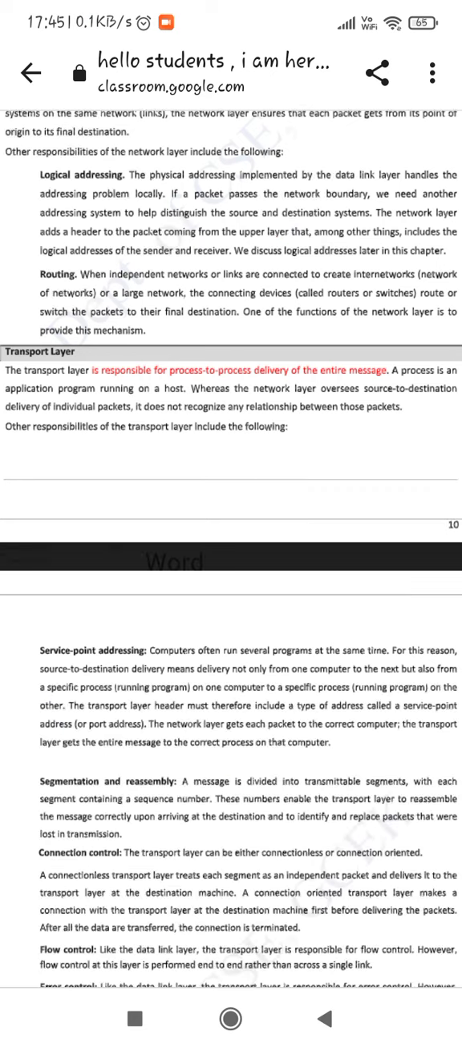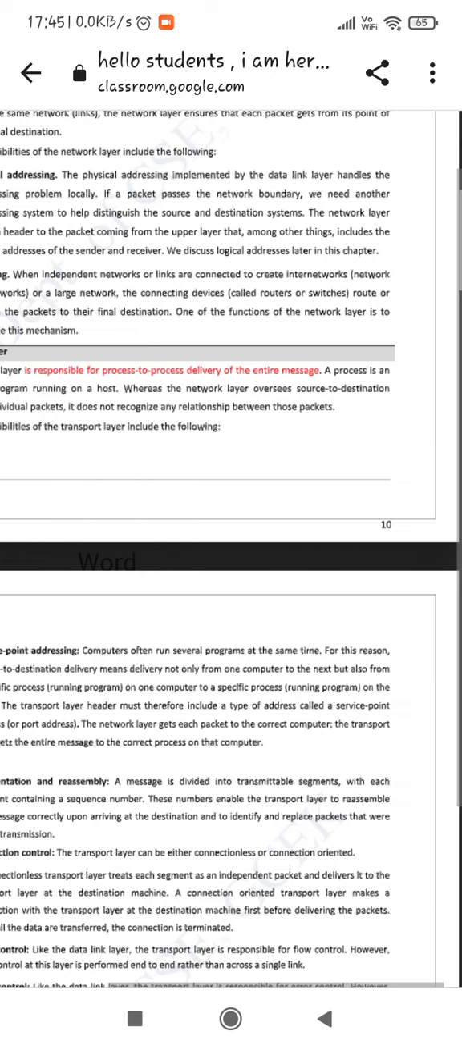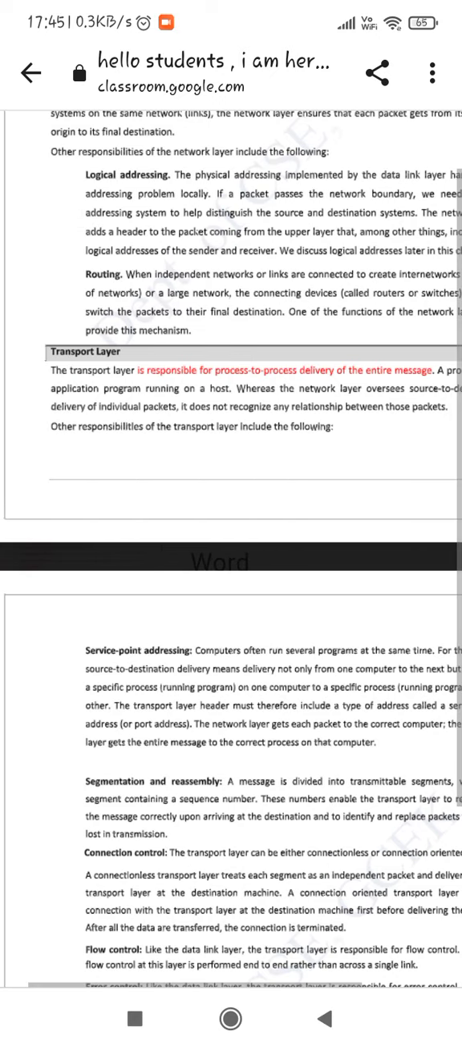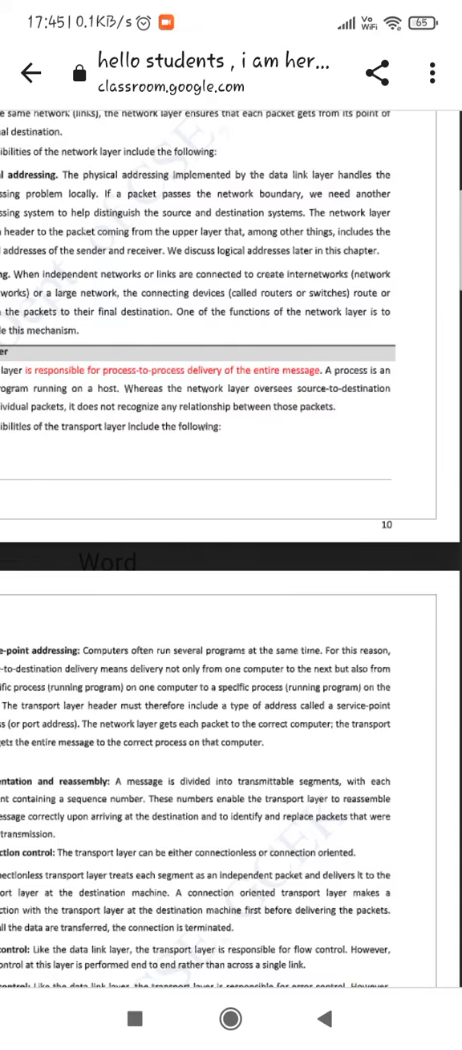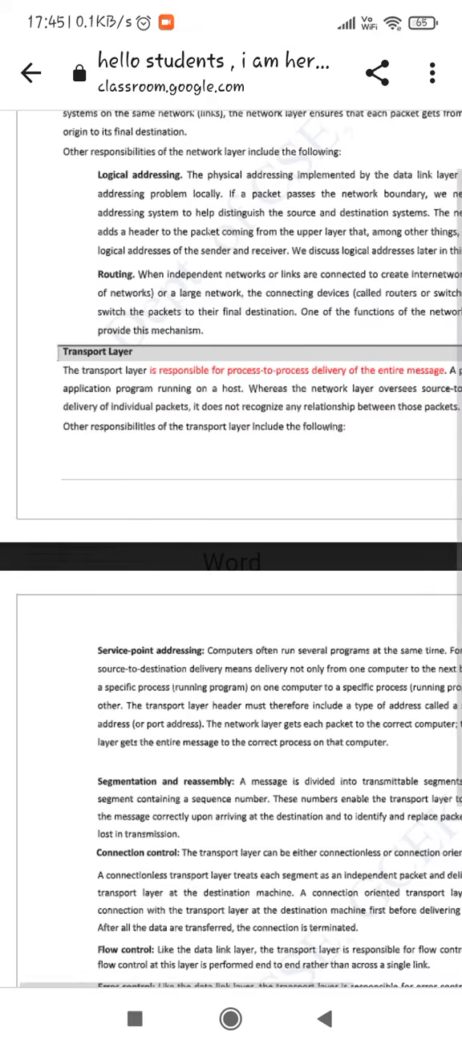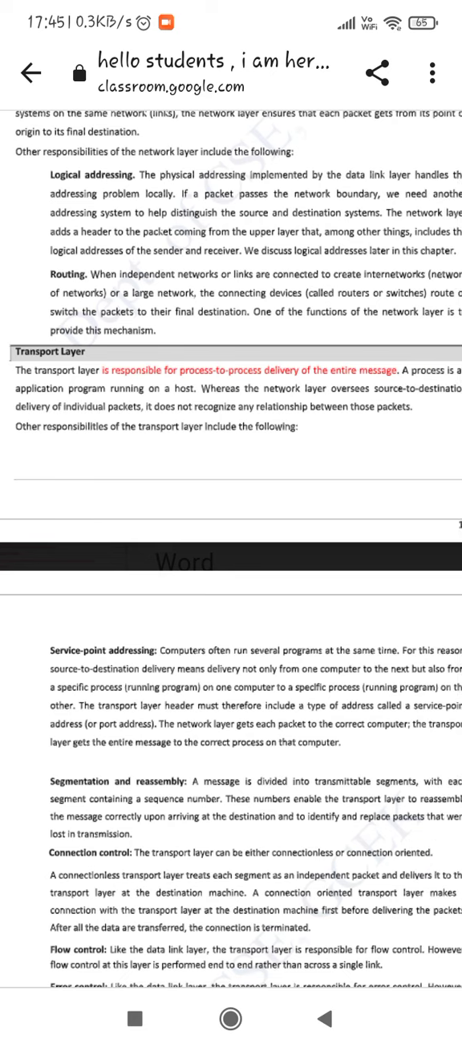Next is our transport layer. The transport layer is responsible for process to process delivery of the entire message. ये एक एक मैसेज को प्रोसेस टू प्रोसेस डिलीवर करने के लिए रिस्पॉन्सिबल होती है. Means a process is an application program running on a host, whereas the network layer oversees source to destination delivery of individual packets. It does not recognize any relationship between those packets.